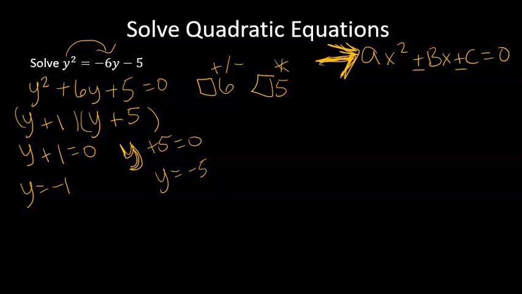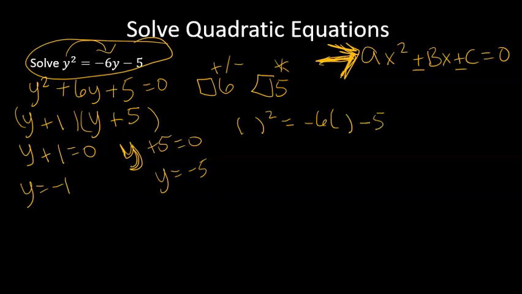And how do we check our work? We're just going to go ahead and put it into the original equation it gave me. And there's 2 of them, so we got to test it twice. y squared equals -6y, mystery number, -5. Let's do the second guy. y squared equals -6y -5. What am I putting in there? -1 into the first one. And I'm going to put -5 into the other one.